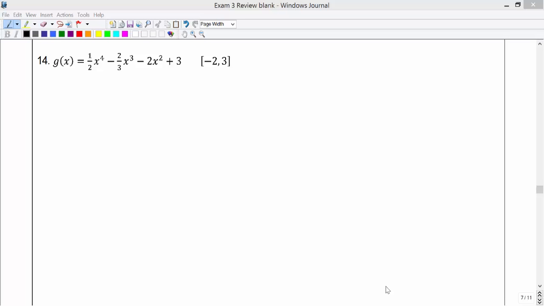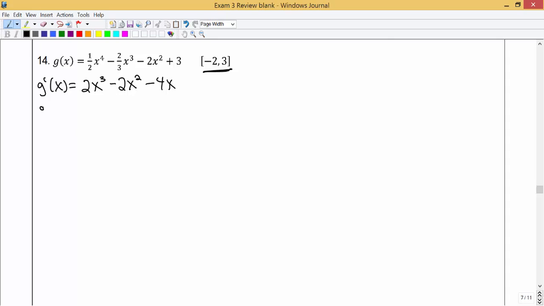For number 14, we're asked to find the absolute max and absolute min, and we know that we will be able to find both because we have a bounded region from -2 to +3. So let's find the first derivative, and that would be 2x cubed minus 2x squared minus 4x.